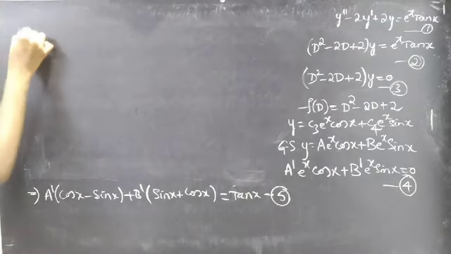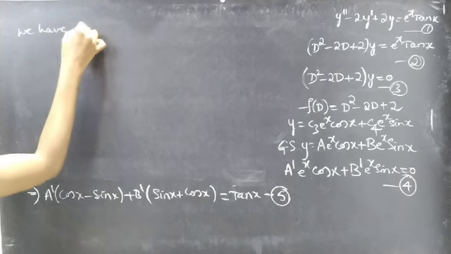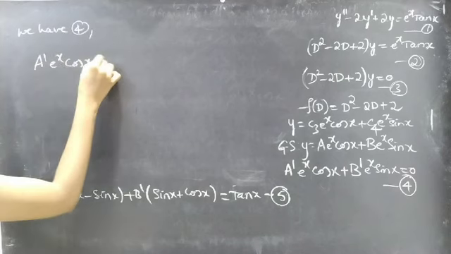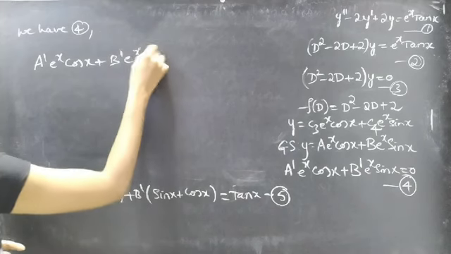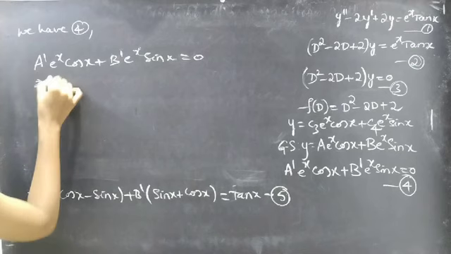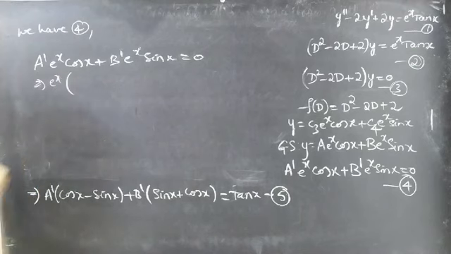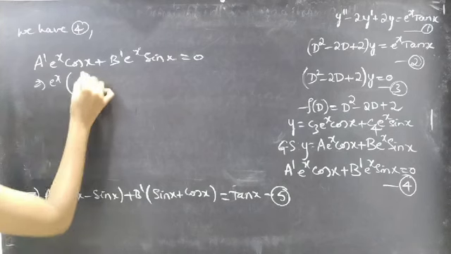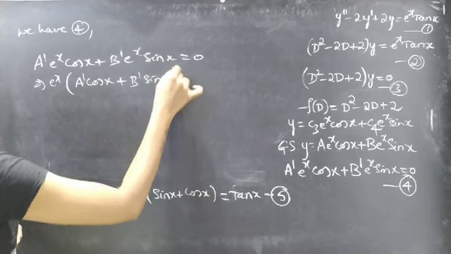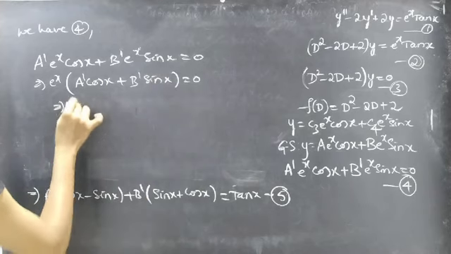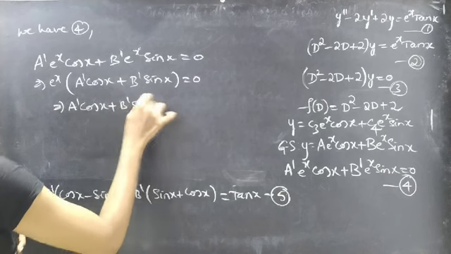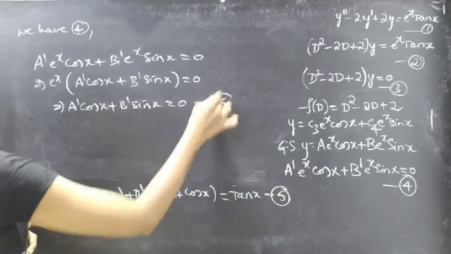See, we have equation 4: a dash e power x cos x plus b dash e power x sin x equals 0. If you take e power x common from the two terms of LHS, you'll get e power x times (a dash cos x plus b dash sin x) equals 0, which gives us a dash cos x plus b dash sin x equal to 0. Consider it as equation 6.